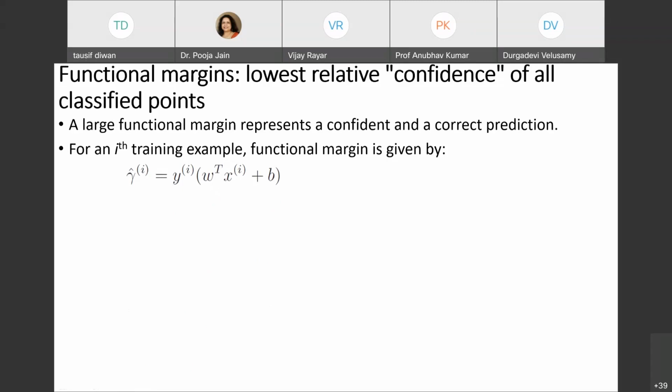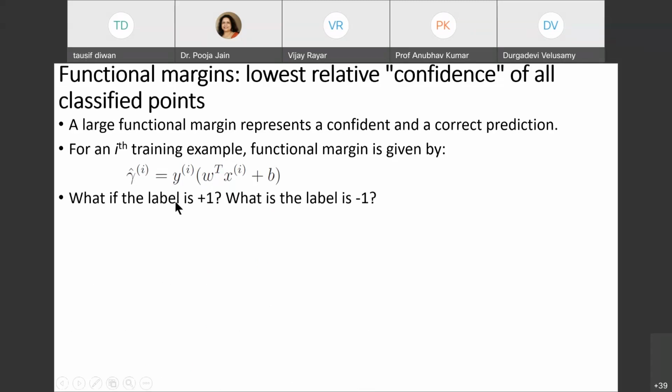If the value of i is equal to 1, then we will be computing this gamma cap for the first sample, meaning the functional margin for the first sample. If the value of i is equal to 2, then we will be computing this gamma cap for the second sample, and so on.